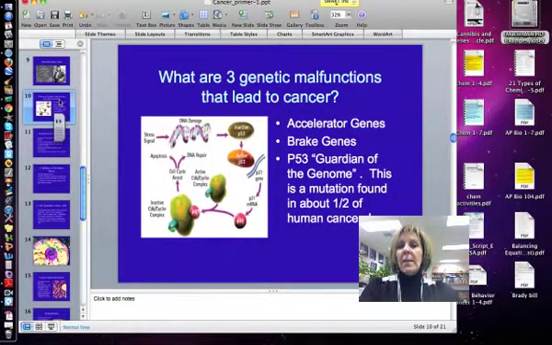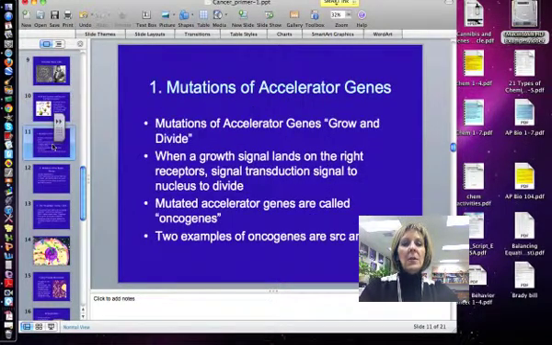What are 3 genetic malfunctions that lead to cancer? So usually what happens is you have multiple genetic malformations or mutations that would lead to cancer. Some of these are mutations in accelerator genes, mutations in brake genes, and particularly mutations in what we call the gene P53, which is the guardian of the genome. This is kind of the spell checker for the body, and interestingly enough, this mutation is found in about half of human cancers, this P53 mutation.